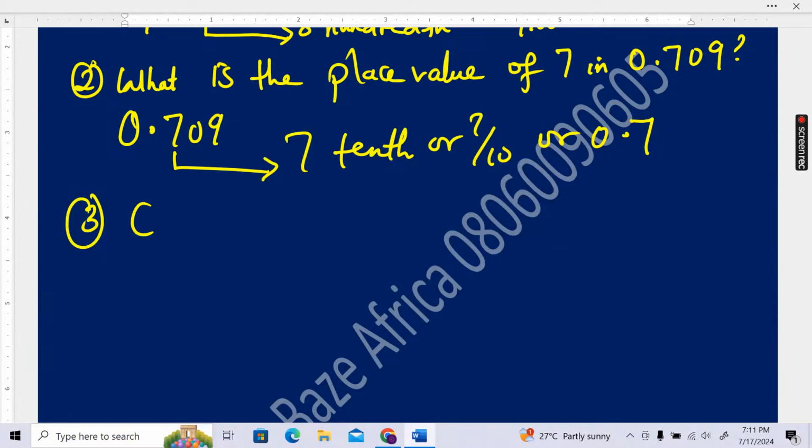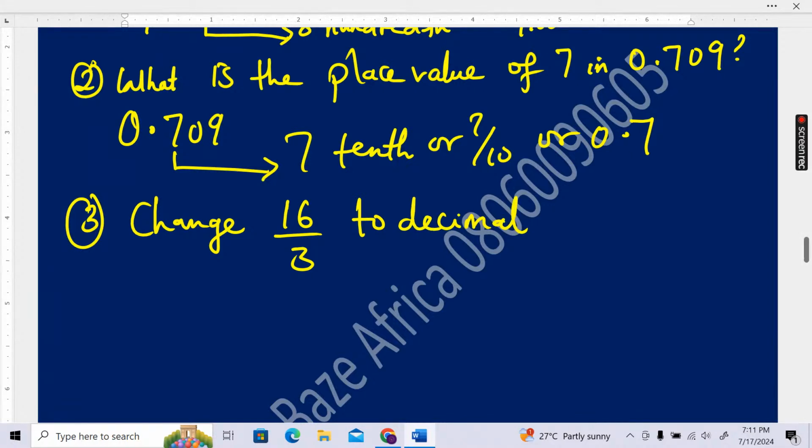Now change 16/3 to a decimal. Change 16/3 to a decimal. What is the correct answer?